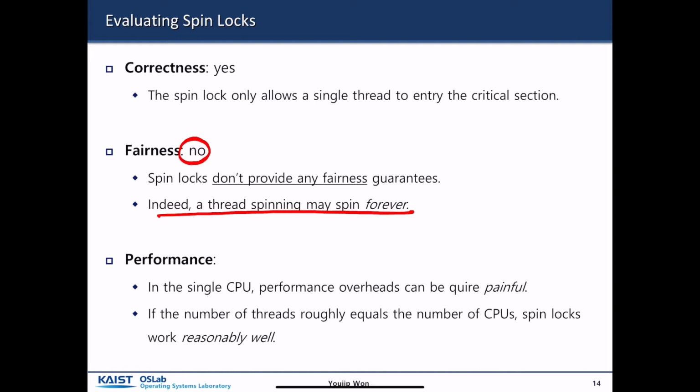Because, as we mentioned before, in a single CPU system, the performance overhead of spin lock can be substantial. If there are a number of CPU cores, then spin locks may work reasonably well.